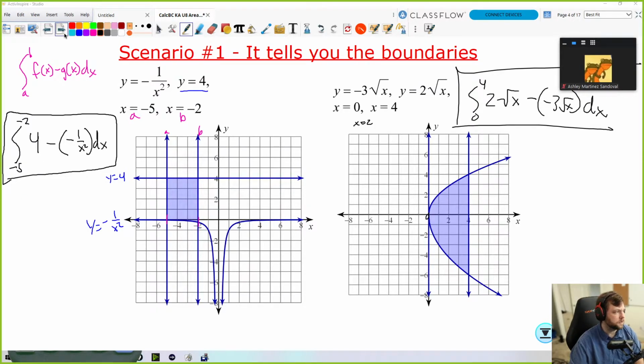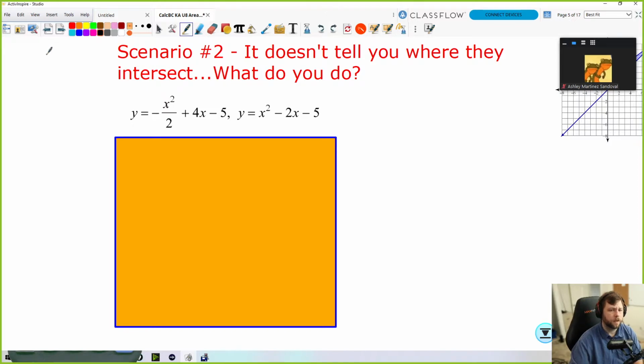All right, let's do scenario number 2. What if I don't tell you where they intersect? So I'm going to take these two problems. I have two equations right here. Boom and boom. I'm going to say I don't know what the limits are, and I don't even know what's on top and bottom. What do I have to do to find out the limits?